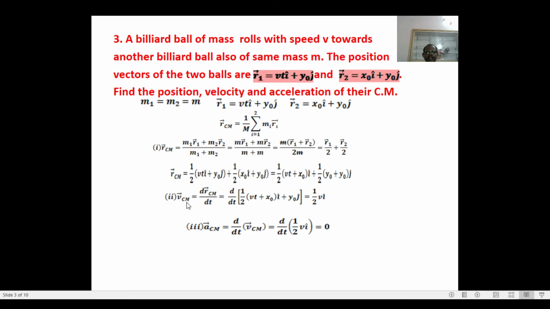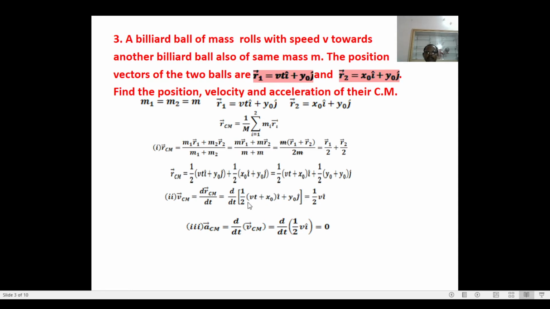Now the velocity of center of mass is equal to d R_CM vector divided by dt, which is equal to d by dt of R_CM vector, which is half of vt plus x naught i cap plus y naught j cap. Now this is equal to, now there are three terms. The first term has the t variable, the second term has no t variable, the third term has no t variable.